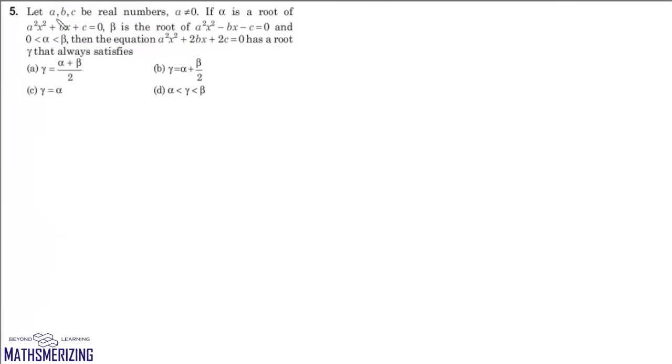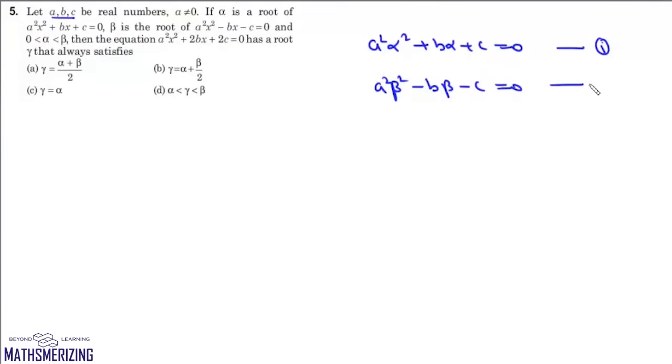Now the next question is, let a, b, c be real numbers, a not equal to 0, and alpha is a root of this equation. So if alpha is the root of this equation, we can write a squared alpha squared plus b alpha plus c equals 0, and that's our first equation. And beta is a root of the second equation. So it will be a squared beta squared minus b beta minus c equals 0, and that's our second equation. Now it says if alpha is less than beta and both of them are positive, then this equation, a squared x squared plus 2bx plus 2c equals 0, has a root gamma that always satisfies.